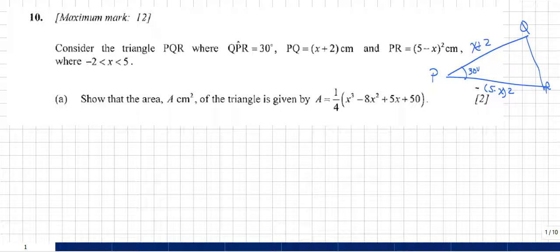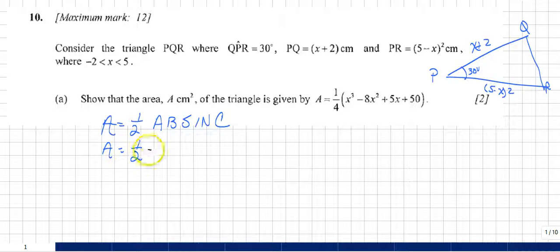Well, if you look at the triangle, you've got two sides and an included angle. So you can use the trig area formula, which is 1/2 ab sine C, where a and b are the two sides which include angle C. So in this case, PQ would be a, PR would be b, and angle C would be P. So we'll just fill in. So the area is 1/2 a, which is x plus 2, b, which is (5 minus x) squared, and the sine of 30 degrees.